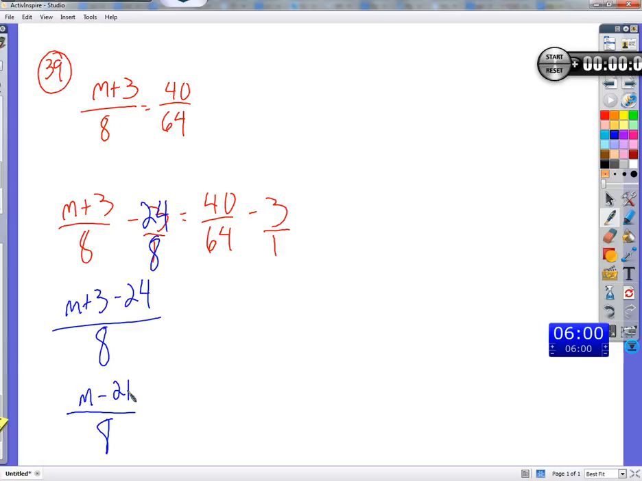Does that have to be 24 over 8? Does that have to be the number that I subtract? Only if my original idea was to subtract 3. Why am I allowed to put these fractions together now? After I did what I did in blue, why am I allowed to put these together? What is it that's telling me that these two can go together? Yeah, right? Common denominator. That's the important thing.